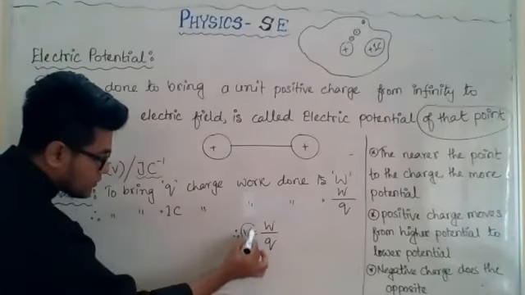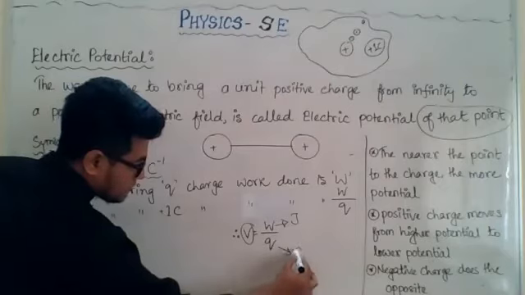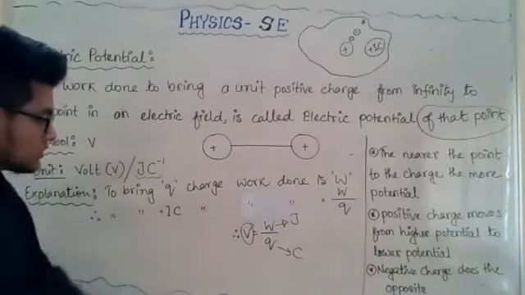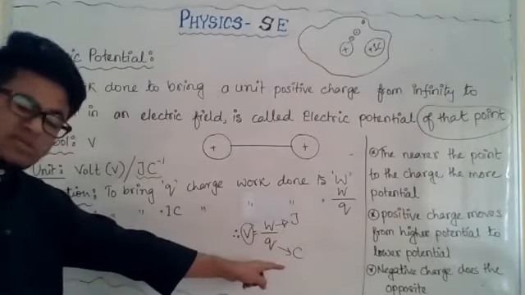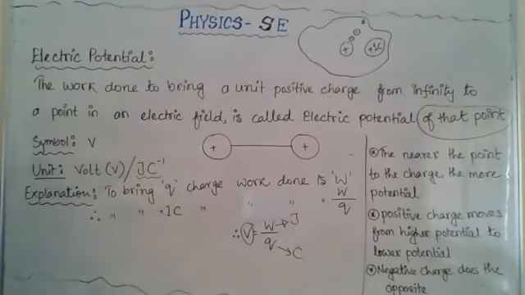See, potential is equal to joule per coulomb. I can say, right? Work divided by charge. Work is joule, charge is coulomb, so joule per coulomb. Is there any doubt regarding whatever I have written on the board? Do you have any doubt?